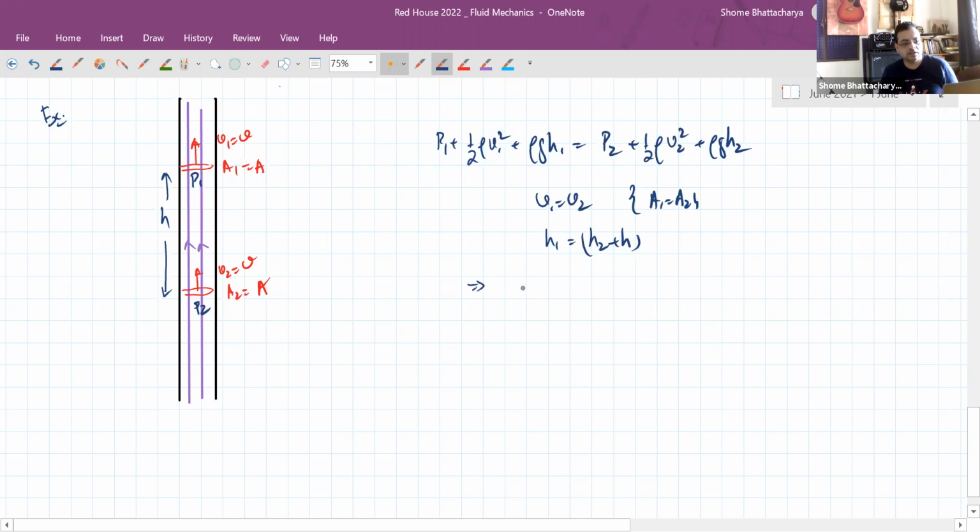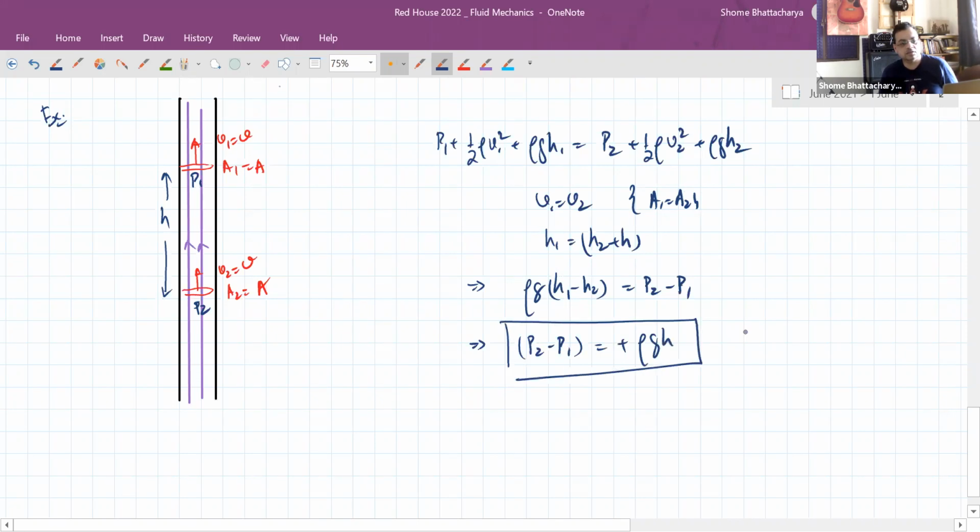So we can see that rho g (H1 minus H2) is equal to P2 minus P1. So the pressure at the lower point exceeds the pressure at the higher point by rho gh. So this is the same result as a static column of height h. Okay. But of course, that is only this case. Okay. If the cross section is variable, then that will not be happening.